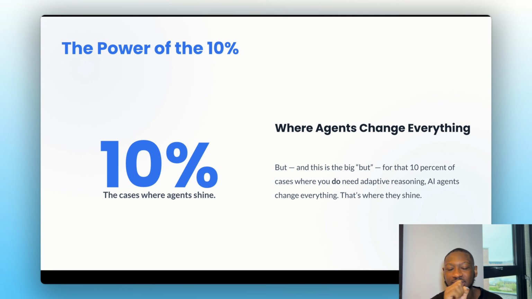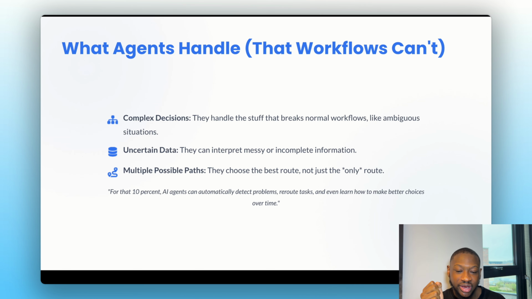But there's an exception. For that 10% of cases where you do need adaptive reasoning, AI agents change everything, and that is where they shine. Because what AI agents handle that workflows can't, in this example, complex decisions, they handle stuff that breaks normal workflows, like ambiguous situations. Another thing is uncertain data. They can interpret messy or incomplete information.